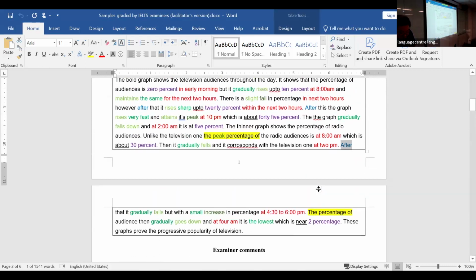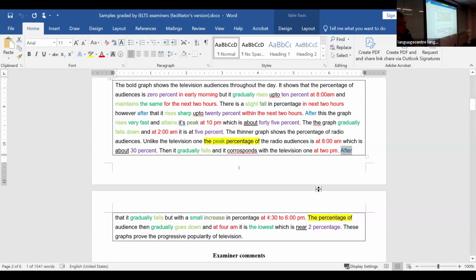So bear in mind that these samples are not perfect. These samples are here just for you to have a better idea of what level of performance you have to demonstrate to your examiner if you want to get a band 7 or above.